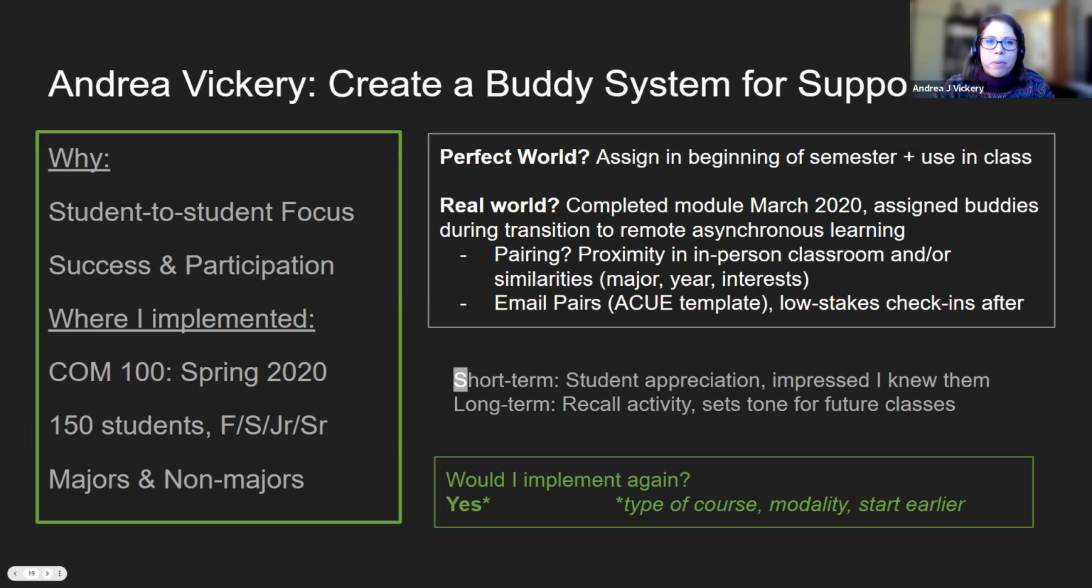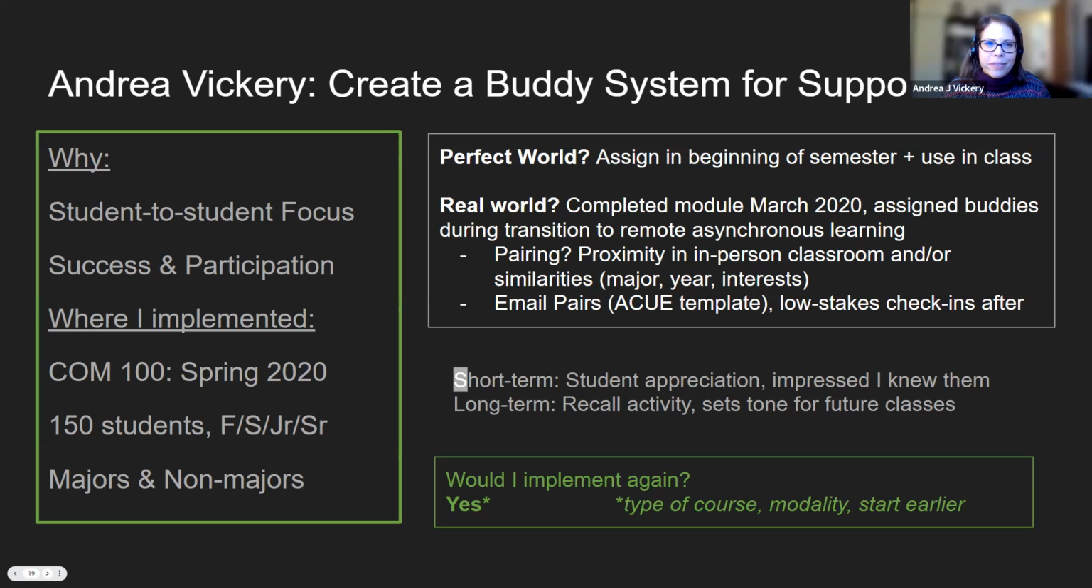In a perfect world, we'd have all that ACUE knowledge downloaded in our brain and we'd do it at the beginning. I learned about this in mid-March 2020 when I was a student in ACUE. I was like, oh, this seems like a cool one. I wish I would have been able to do that in the first week of classes. But an opportunity called remote learning presented itself.